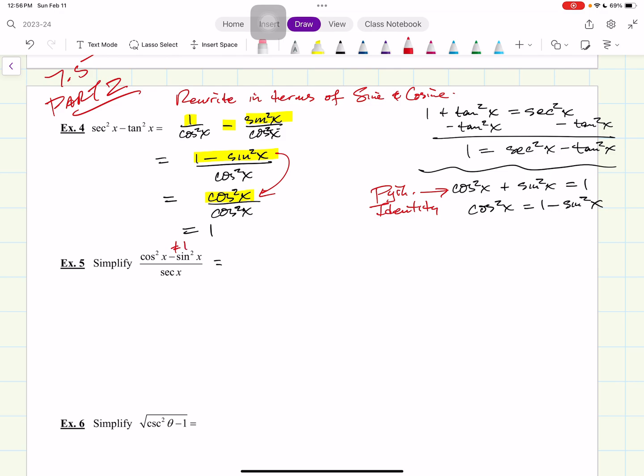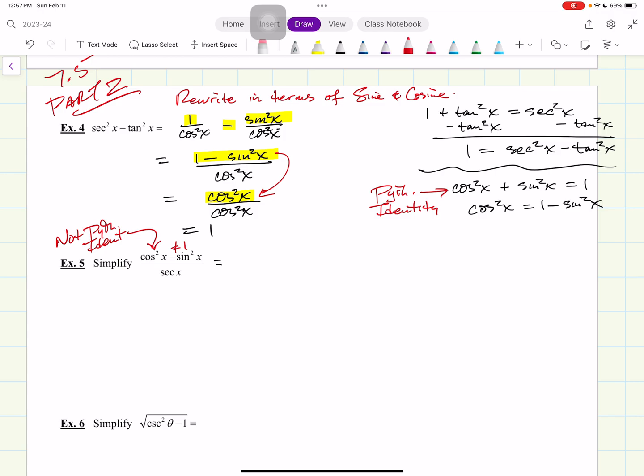Not the Pythagorean identity, and I'm talking about the numerator here. So now what do we do? Well, one thing that we can do is rewrite everything in terms of either sine or cosine. Secant is 1 over cosine, and I can rewrite sine squared in terms of cosine. Maybe that's the approach. Okay, so here we go.